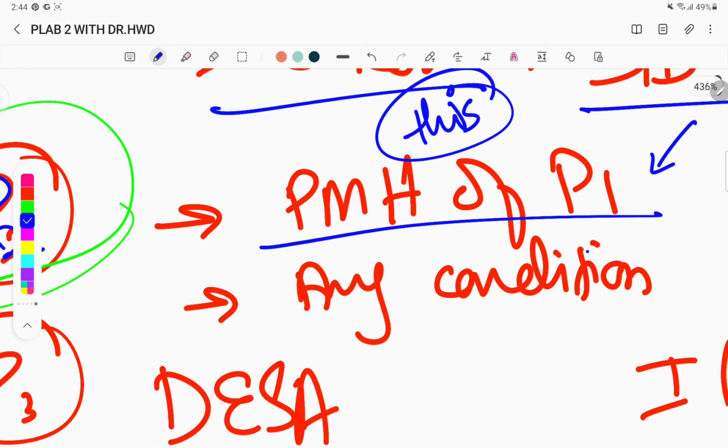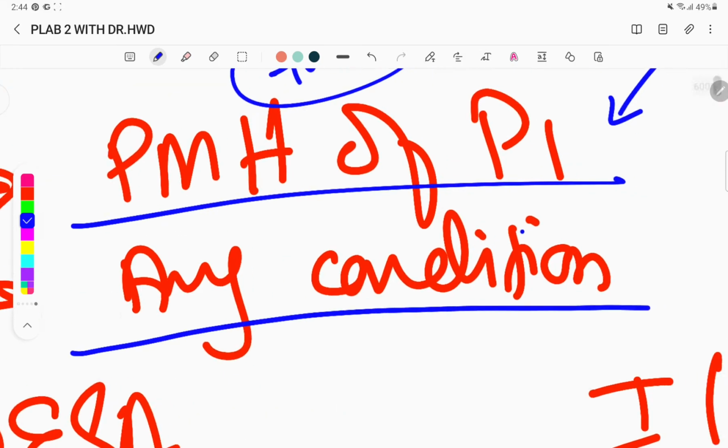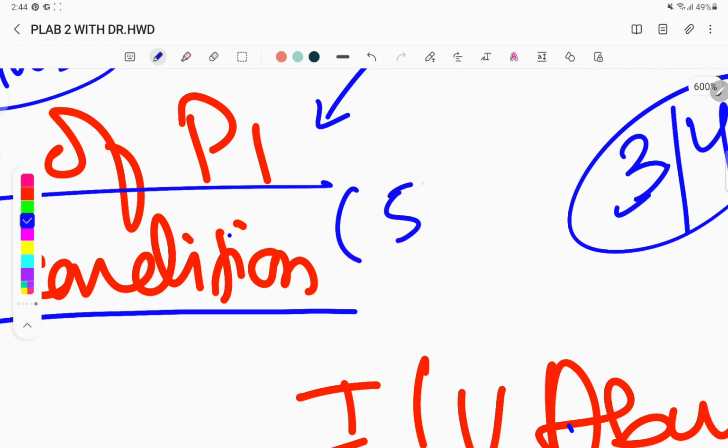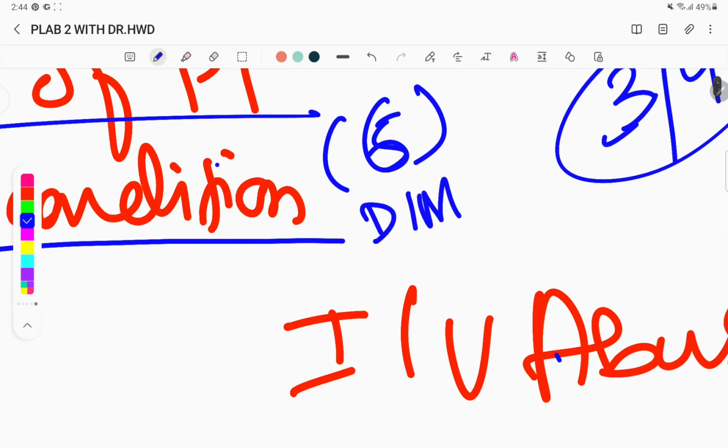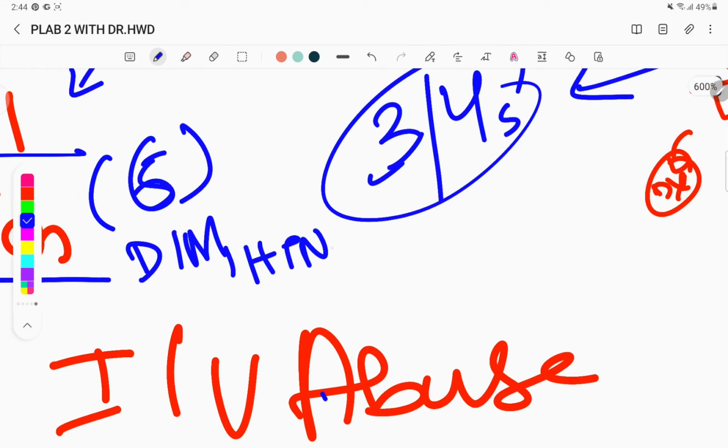Because we're talking about chest pain here, so chest pain before. Then, are you diagnosed with any medical condition in the past? There are 5 to 6 conditions that you definitely need to ask. That is number 1, diabetes mellitus, hypertension. What else is there?